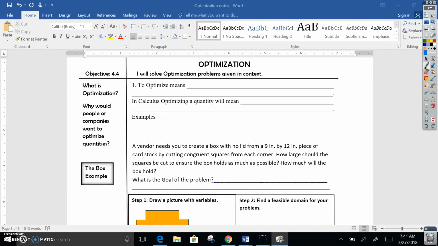In this video, we're going to be exploring a little bit about optimization, and we're going to be doing one problem involving a box. So the first question I want to address is, what is optimization? To optimize really means to find the biggest or smallest quantity of something. So let's write that in.